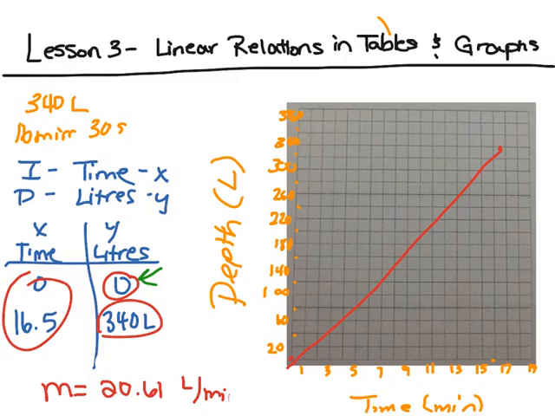Because our graph starts at 0 and 0, this is called a direct linear relation. So what that means is it's a linear relation and it goes through the point 0 and 0.